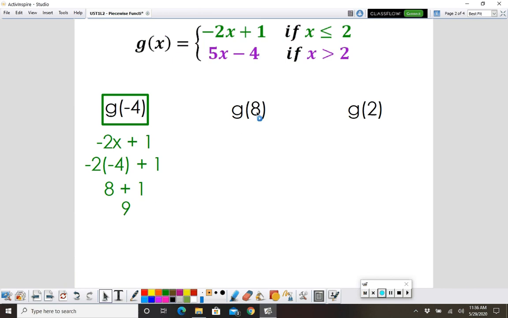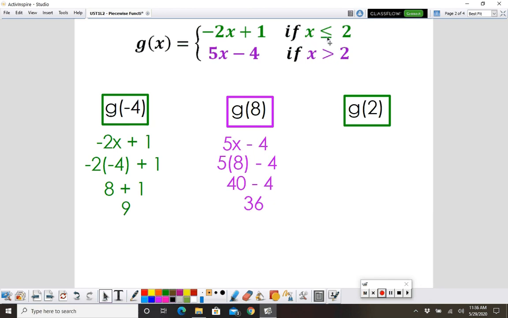Then you go to the next one, 8. In this case, 8 is greater than 2, so we use this expression right here. We plug in our 8, multiply it out, and get our answer. And again, for g of x, we got an x value of 2. That goes into this green expression here because 2 is less than or equal to 2. Again, we just use this expression, plug in, and solve.